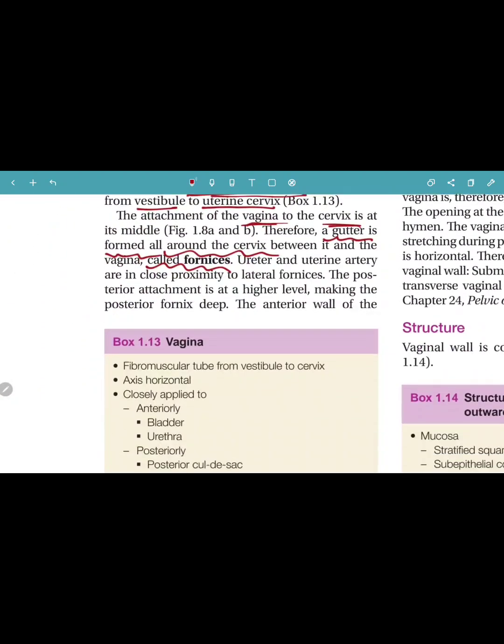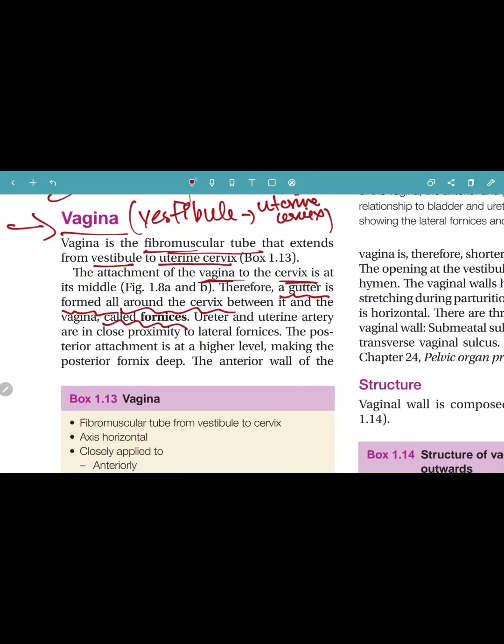So again, I'm reading this line. The vagina is a fibromuscular tube starting from the vestibule to the uterine cervix. The attachment of the vagina to the cervix is in the middle. Because it is attached in the middle, there is a gutter formed all around the cervix. This gutter is known as the fornices. So there are two fornices, anterior as well as posterior, and lateral fornices. The ureter as well as the uterine artery are in close proximity to the lateral fornices.